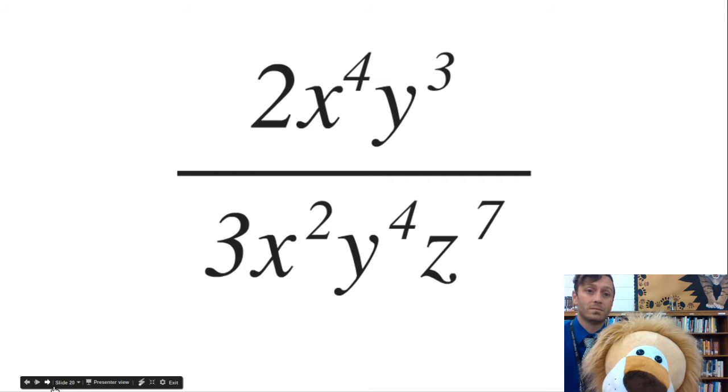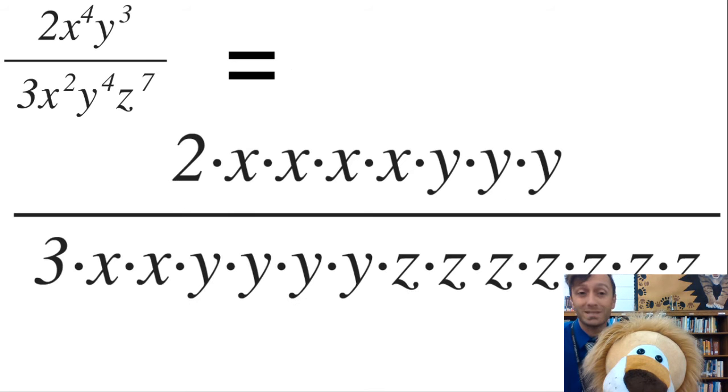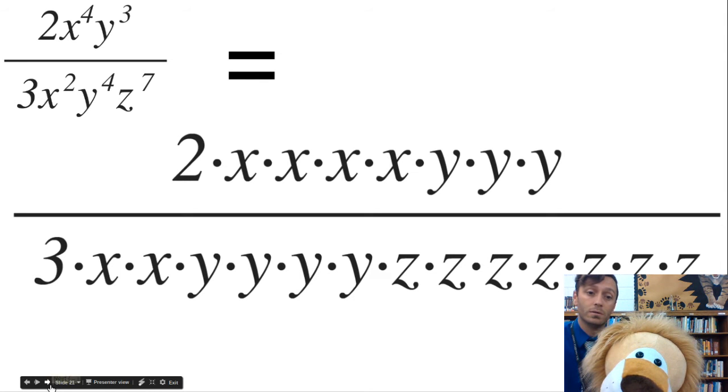All of this. So it's actually 2 times x times x times x times x times y times y times y over 3 times x times x times y times y times y times y times z times z times z times z times z times z times z. Right? So now we can eliminate like terms. Anything over itself is just 1, and we don't need that.